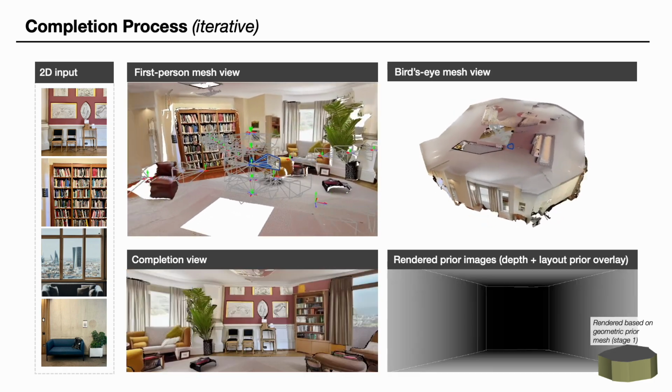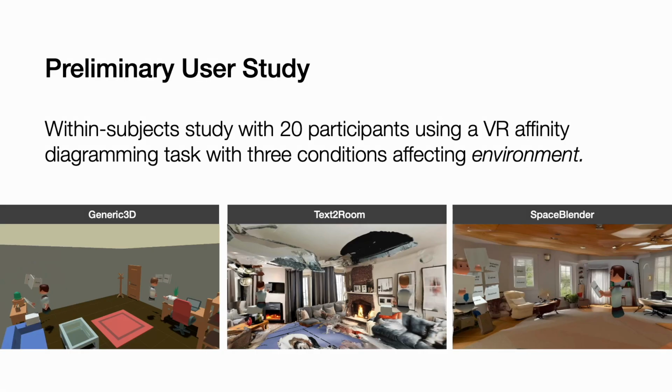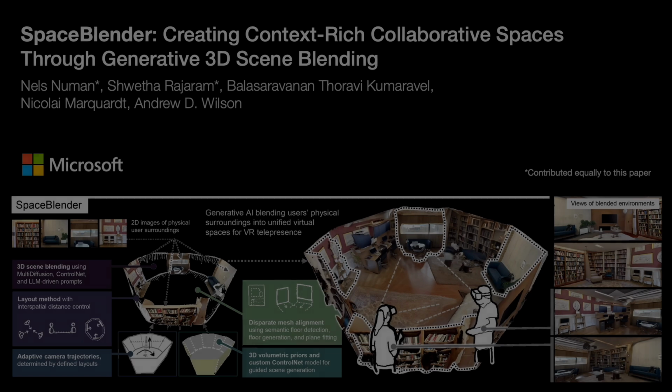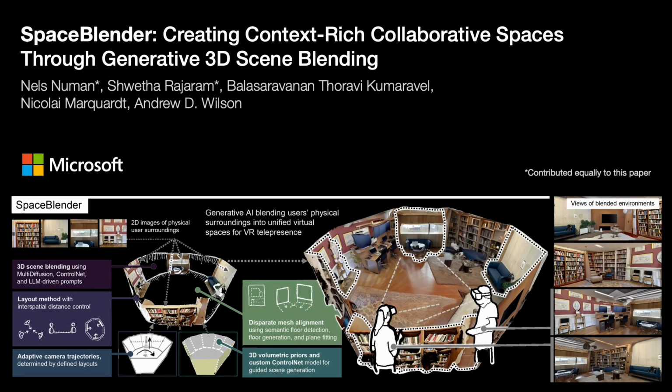In a preliminary within-subject study where 20 participants performed a VR-based affinity diagramming task in pairs, we compared SpaceBlender with a generic environment and text-to-room, evaluating its ability to create virtual spaces suitable for VR collaboration. Overall, participants experienced increased physical comfort and navigability in the generic and SpaceBlender conditions due to greater geometric consistency, and some leveraged recognizable or familiar environmental features in the SpaceBlender space to complete the task. We refer to our paper for further details on our pipeline and study.